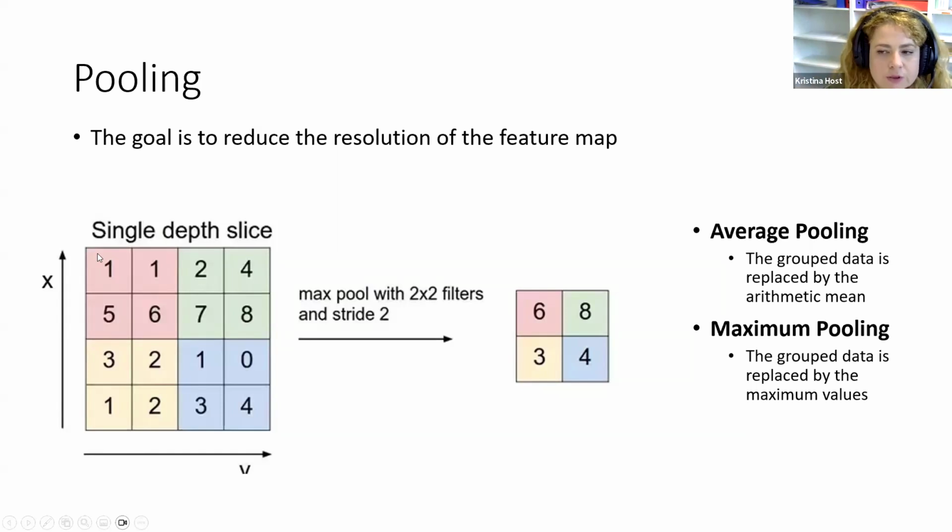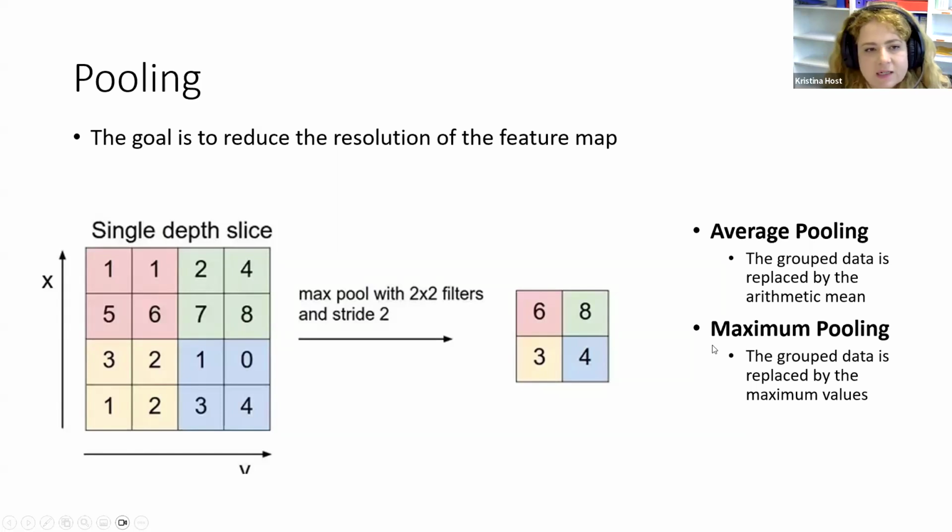So if we use, for example, average pooling, we will find the average of this. Or if we are using maximum pooling, we will find the maximum value in these 2 by 2 parts. So here it will be 6. Then we move 2 pixels, so we have a stride of 2, and then we do the pooling again here with our filter.